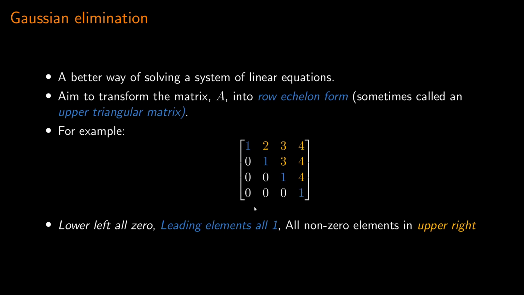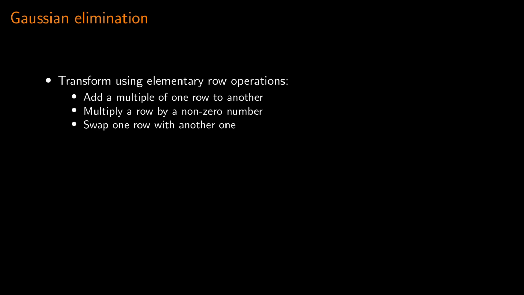They don't have to be non-zero, but it just means that all of the non-zero elements of the matrix are now in the upper right corner, and all the elements in the lower left corner are 0, and all of our leading elements, as you can see here in blue, are 1. So this matrix is now said to be in row echelon form. So how do we actually go about achieving that?